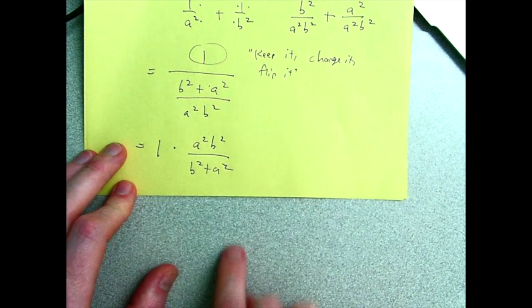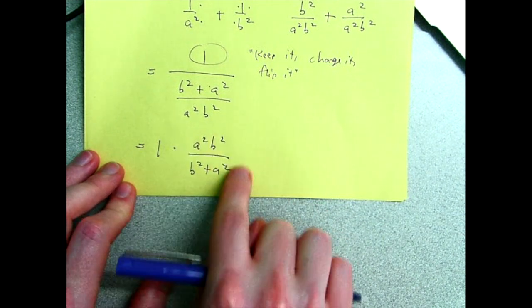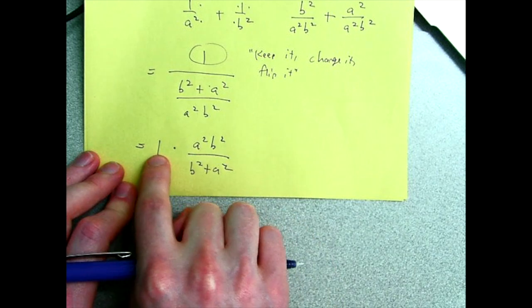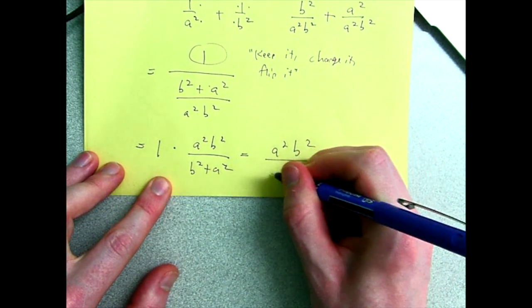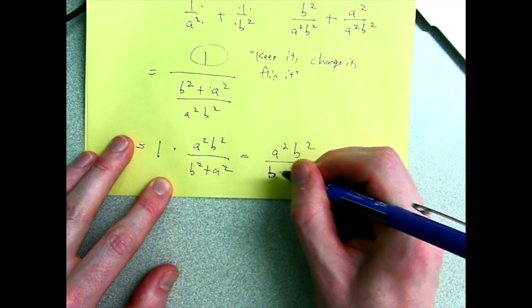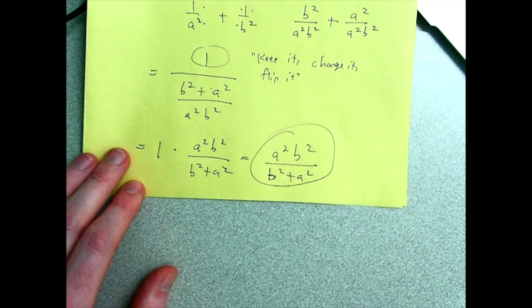Okay. So anyway, if you look at what we have, 1 times this big expression here. The 1, of course, isn't doing anything, so we can just write a squared b squared over b squared plus a squared. That is simplified.